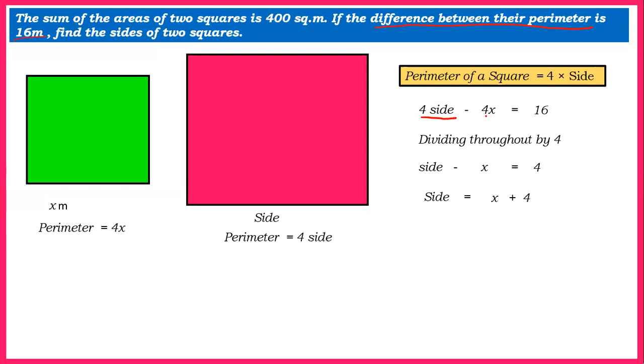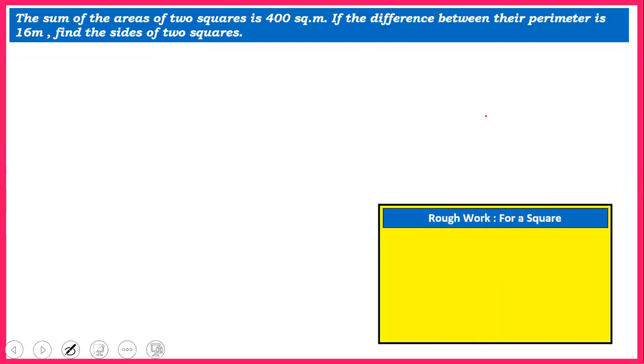Smaller side x and the bigger side is x plus 4. How we got it? And then the sum of the areas is 400. That is easy to understand. So now I will use another technique to find how we get x plus 4 and solve the entire sum. So pay attention. Now students, I'll go for a rough work, particularly for a square, or it's also true for any quadrilateral which has all the four sides equal. So I'm making two columns, difference between the perimeters and difference between their sides.